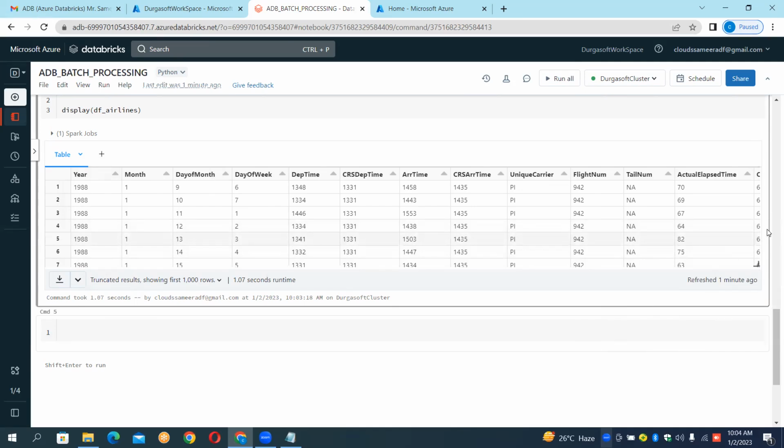Narendra Singh posted in the chat box: are there other default sample data files in Databricks? Yes, we have many data files. I'll give you the list of the many data files. So now, guys, let's do one thing.